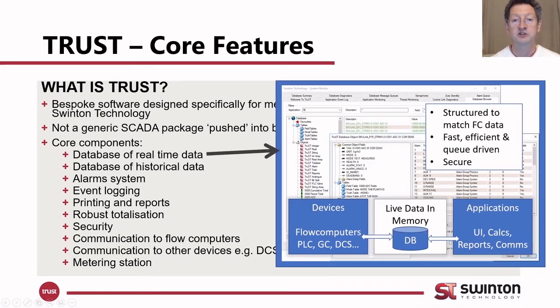At the centre of TruST is our shared memory database. It's where we store and exchange all our live data, from communications devices to reporting and UI and other applications that consume that data. It's stored in memory in a structured way, and the structured objects, as you can see on the screen here, such as integers, reals and strings, are different data types. In addition, we import the flow computer configuration and generate structured data points for each data item in the flow computer.